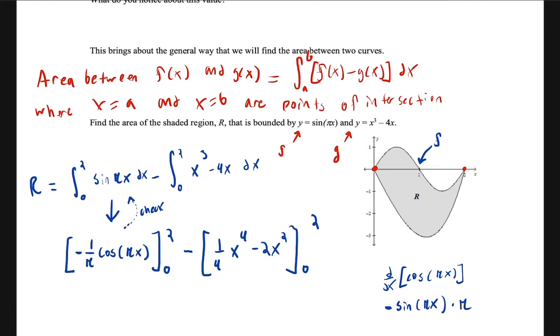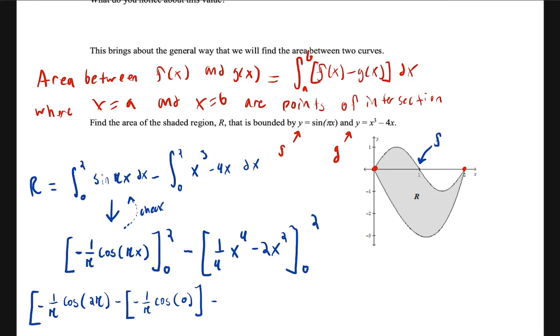Now, we can go ahead and plug all of this in. So I'm going to do this as negative 1 over pi times the cosine of 2 pi, minus, and I like to use brackets inside brackets, minus negative 1 over pi times the cosine of 0, and we plug in 0. All of that minus cosine of pi, all of that minus 1/4 times 2 to the fourth minus 2 times 2 squared, holy cow, minus, all in brackets, 1/4 times 0 to the fourth, minus, I could have just put in 0 here, all of that.